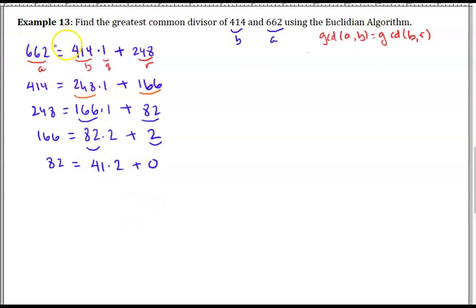Okay, so you want to continue this process until you get a 0 remainder, and then the GCD is the last non-zero remainder in your sequence. So the GCD of the original two numbers, 662 and 414, is equal to 2. And so this is called the Euclidean algorithm for finding greatest common divisors.